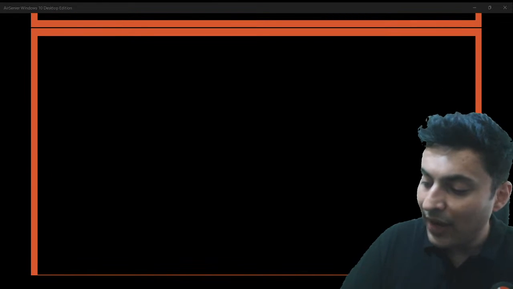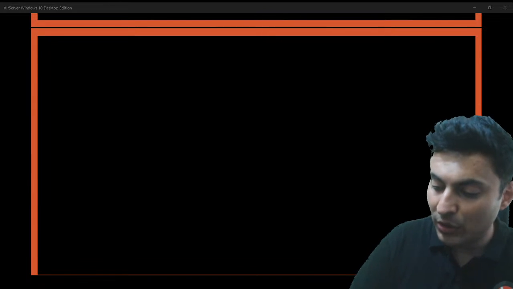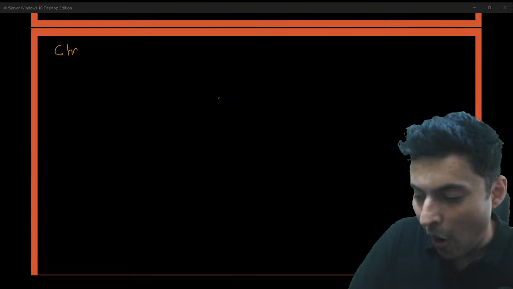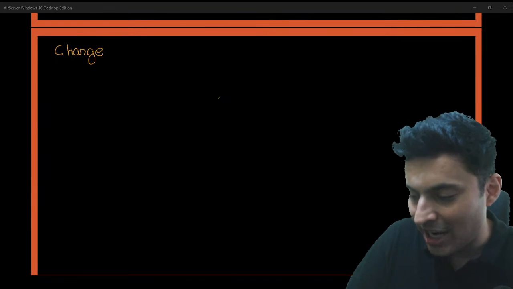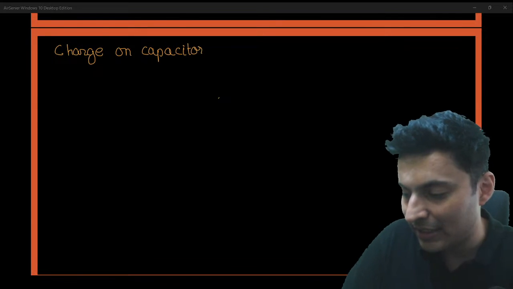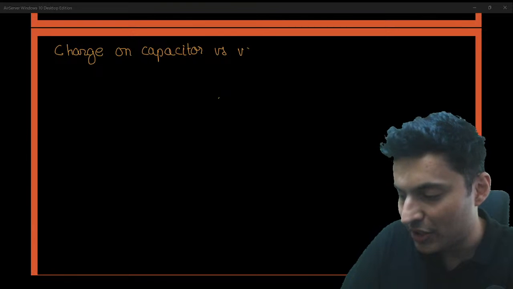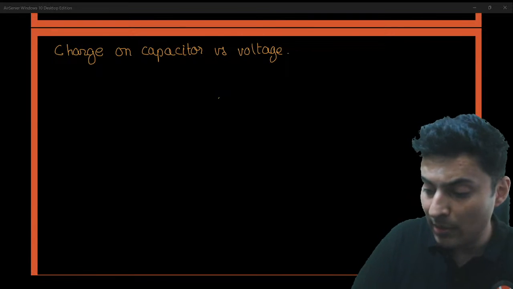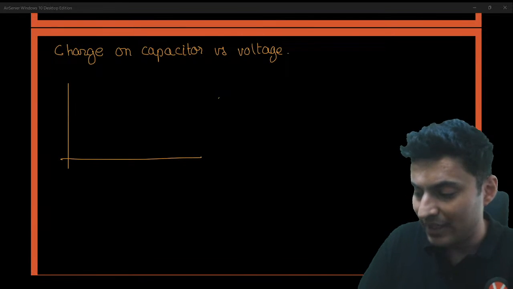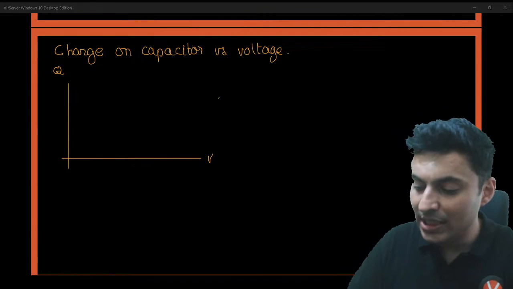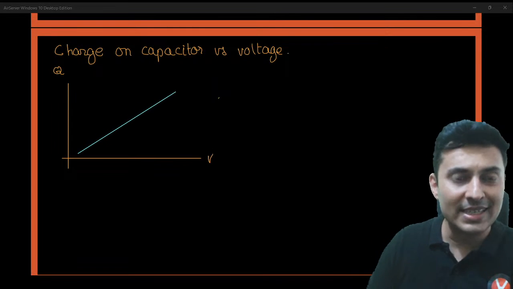Okay, if I ask you to draw a graph of the charge on the capacitor versus the voltage, how will that graph look like? Think about it. Charge on the capacitor versus the voltage. That graph will be simply put a straight line.